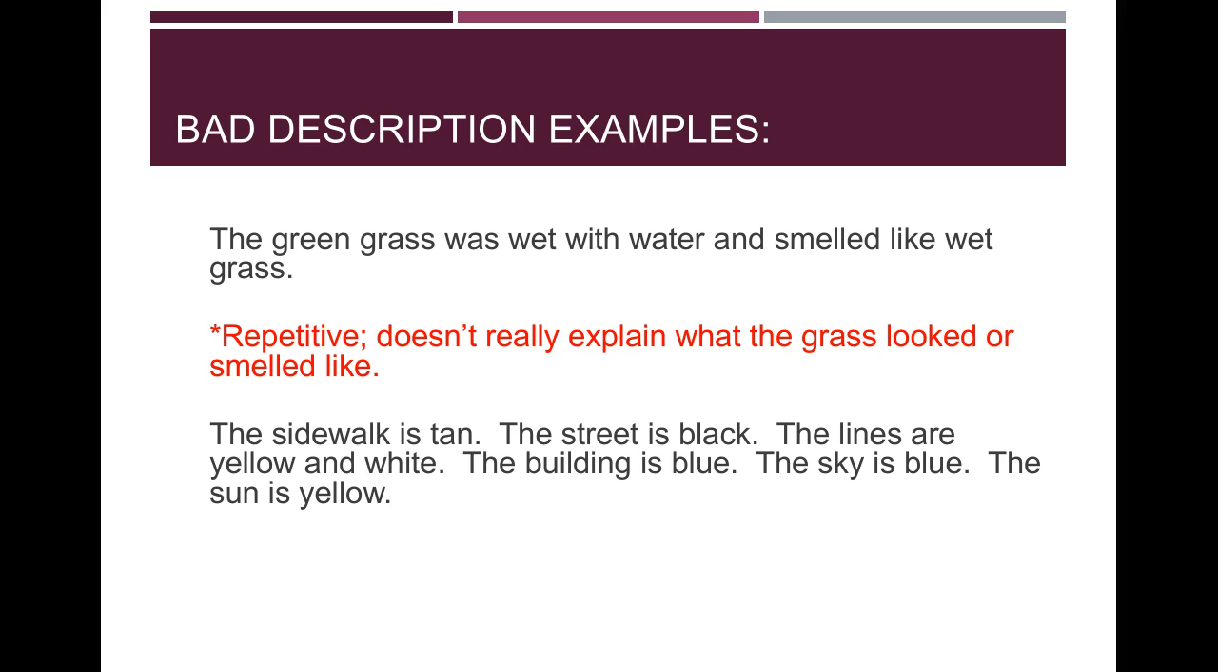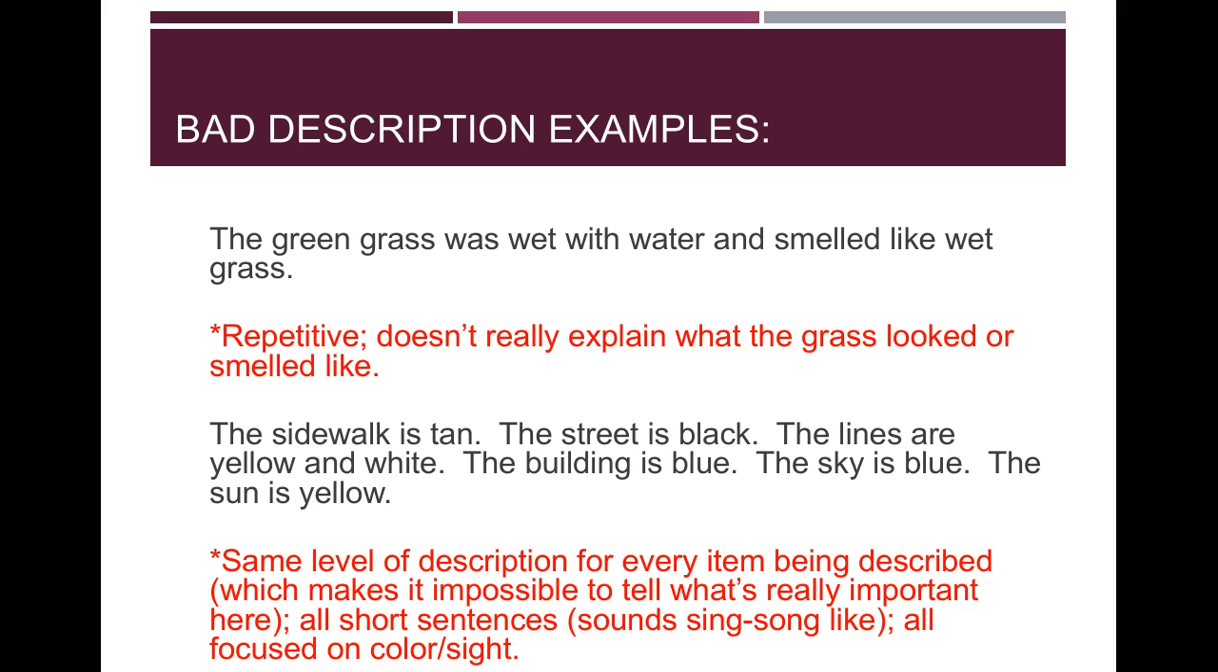Another example: the sidewalk is tan, the street is black, the lines are yellow and white, the building is blue, the sky is blue, the sun is yellow. This is not a good example of description because it gives the same level of description for each item being described. Each item is described as one color. And it makes it impossible for us to tell what's really important here. What is the important piece of information? Is it the sidewalk, the street, the lines on the street, the building, the sky, the sun? We don't really know because they're all given the same amount of attention. Plus, these are all using short sentences, which gives it a kind of sing-song-like sound if you read it.